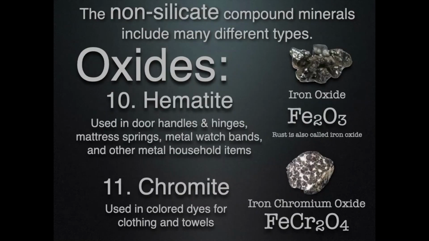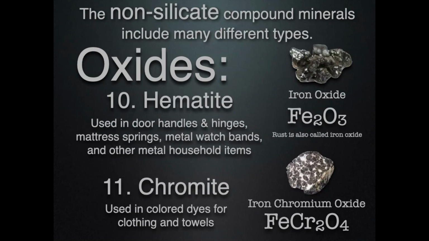Now we're going to go to some non-silicates, so it doesn't have silicon, but these are primarily called oxides, meaning they have oxygen in them. We have hematite. Now hematite is going to be a metal that's going to primarily have iron in it. So hematite is commonly known as iron oxide. Hematite or iron oxide can easily rust when it's oxidized.